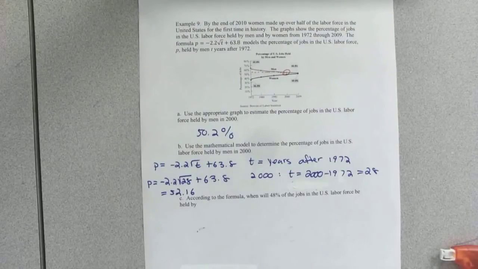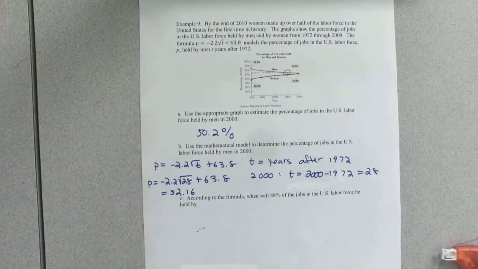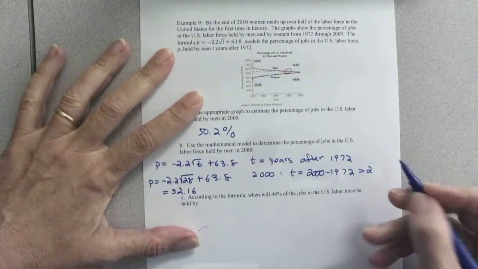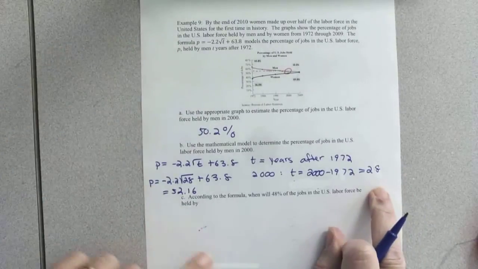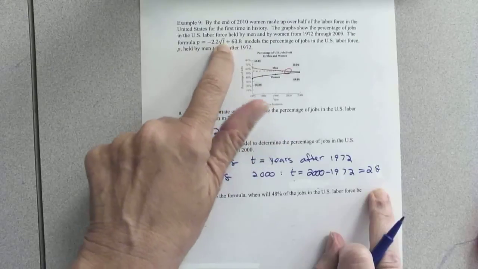Then the last thing we need to do in this section: according to the formula, when will 48% of the jobs be in the labor force? This last problem is very typical of things you encounter in algebra textbooks, whether a word problem is a plug-into problem or a set-equal-to problem. Letter B was a plug-into problem: they gave us a value of T, in this case 28, and we plugged 28 into it.